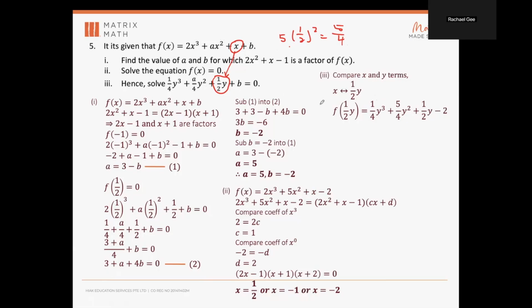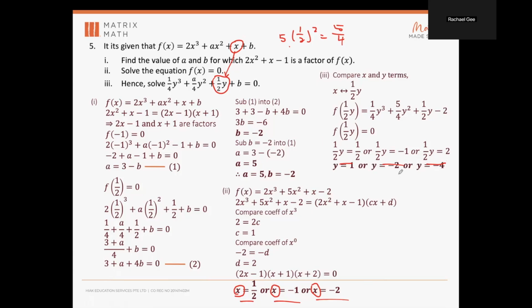Since it's exactly the same, from here you can simply change all of your x solutions into half y. So instead of writing x, you write half y. Half y equals to half, so it's the same, the first one. This is the second one. This is the third one. Then from there, you just need to solve for y. So you times 2, this will become 1.